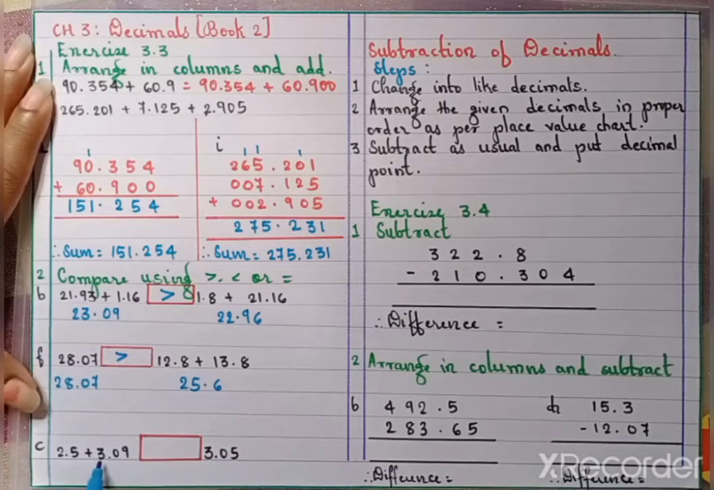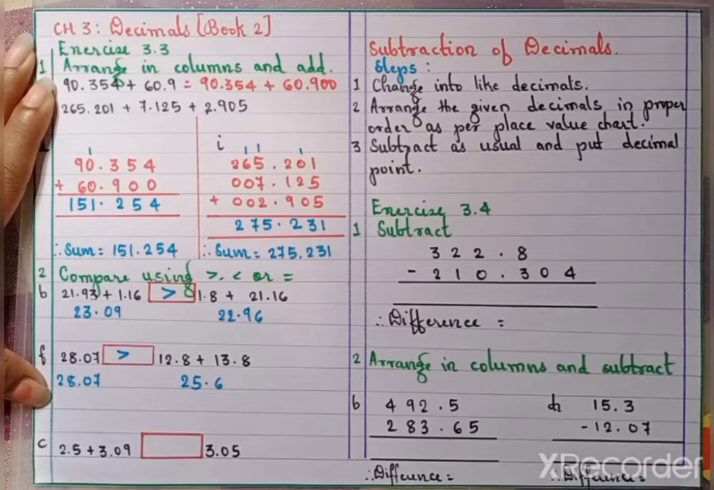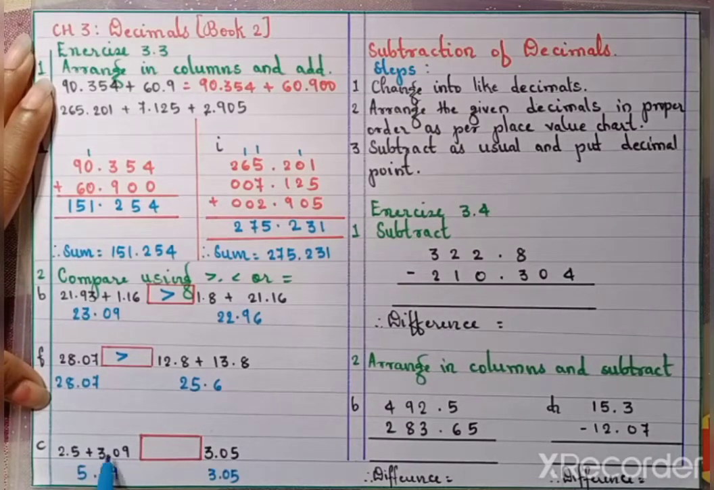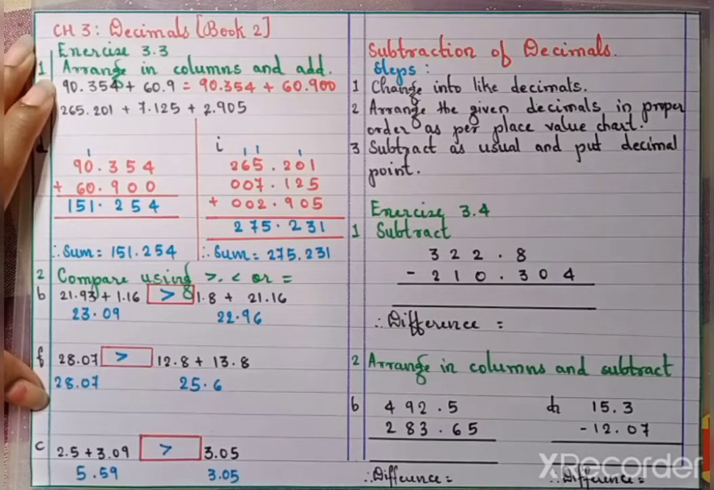Next, let's find the sum of these. If you compare here, the sum of this is 5.59 and the given decimal here is 3.05. So if we compare the whole part, 5 is greater than 3. So here also will come greater sign.